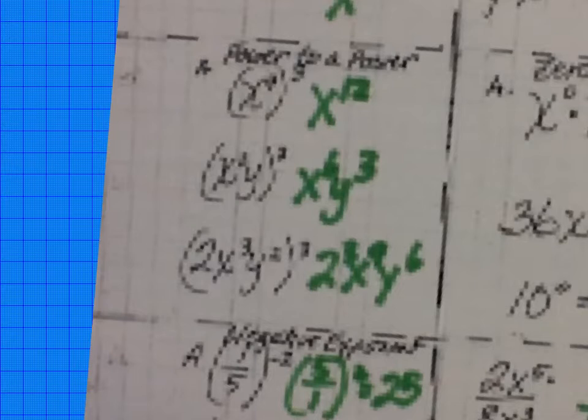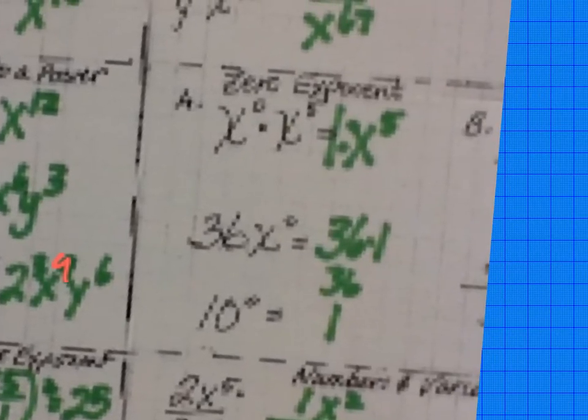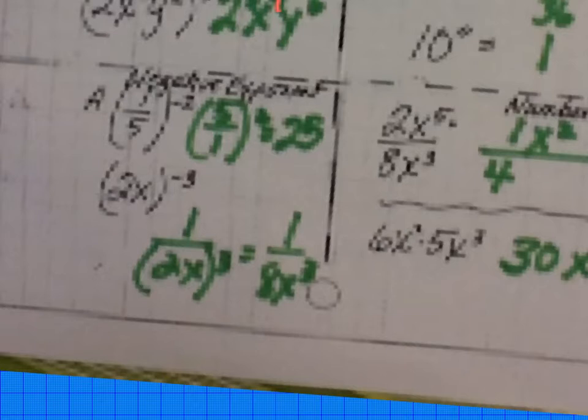Power to a power, x to the 12th, x to the 6th, y to the 3rd. The 2 is part of the base in the third one, so you do have to do 2 to the 3rd, or 8. X to the 9th, that's hard to read. And then y to the 6th. 0 exponents, 1 times x to the 5th, 36 times 1, which is 36, and 10 to the 0 is 1. We're going to do set B in class on either Tuesday or Wednesday. So if you already did it, then I'll give you the answers tomorrow or the next day or whatever.